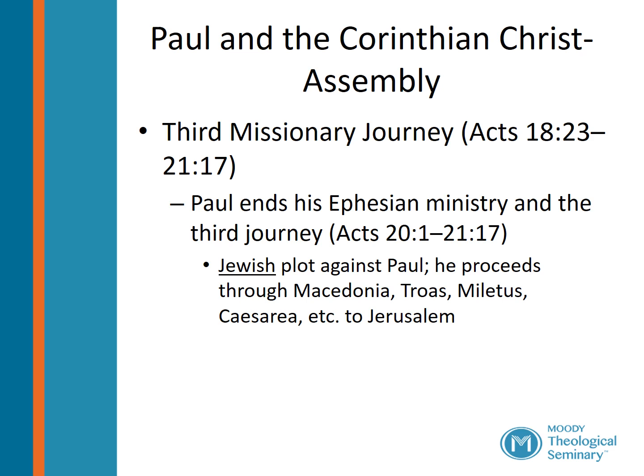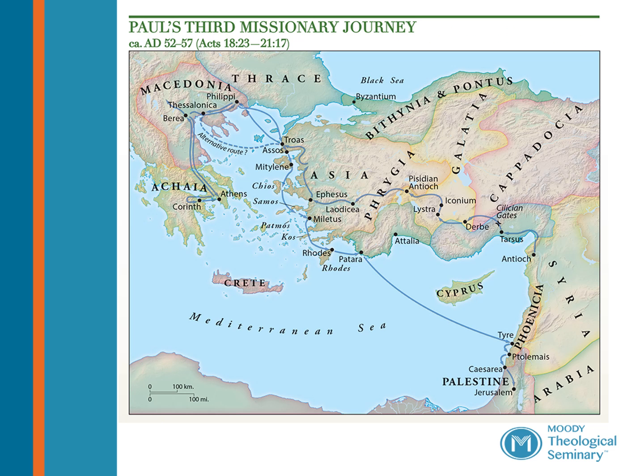The book of Acts details a Jewish plot against Paul, so he proceeds through Macedonia to Troas, to Miletus, to Caesarea, and on to Jerusalem. That gives you a sense of the trip that he's made, and then you can see it going back and ultimately ending in Jerusalem.